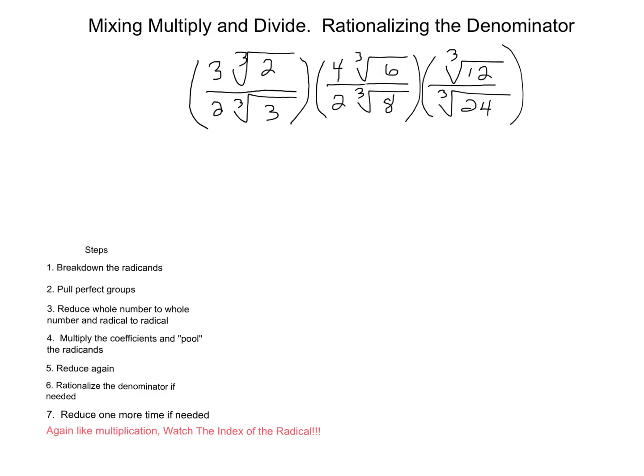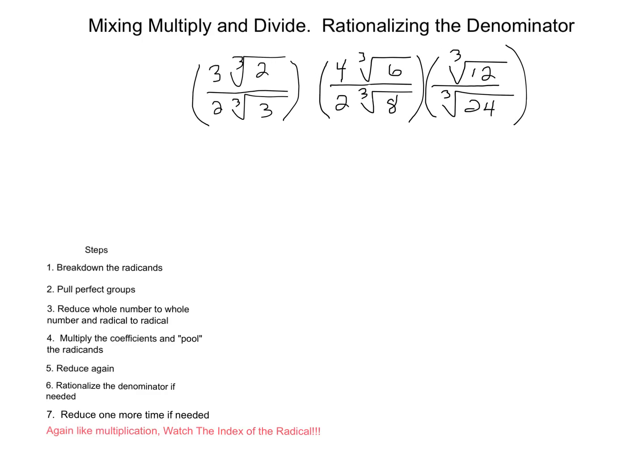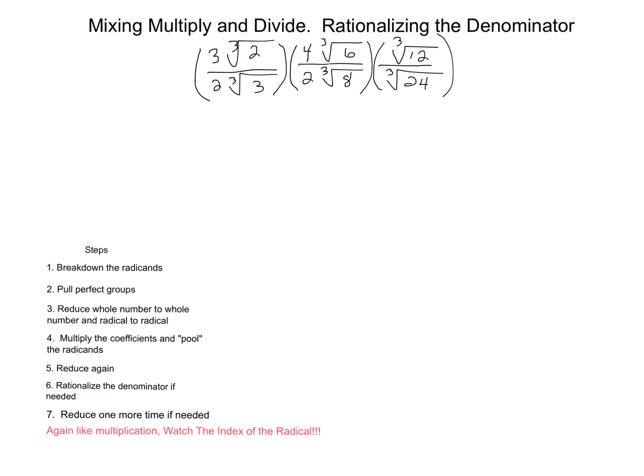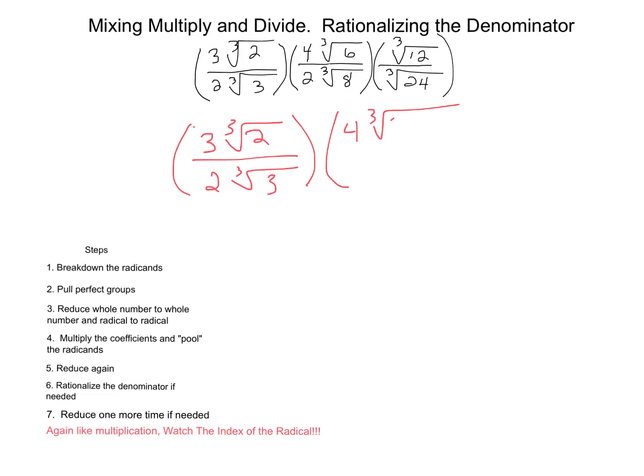Alrighty, so let's begin. I'm going to make that smaller. Apparently these aren't all one piece, so I have to put that together. Alright, here we go, folks. So, 3 cube root 2. Break down the radicals. 2 cube root 3. 6 cube root 2 times 3. 2, and again, 8 we know is 2 times 2 times 2.